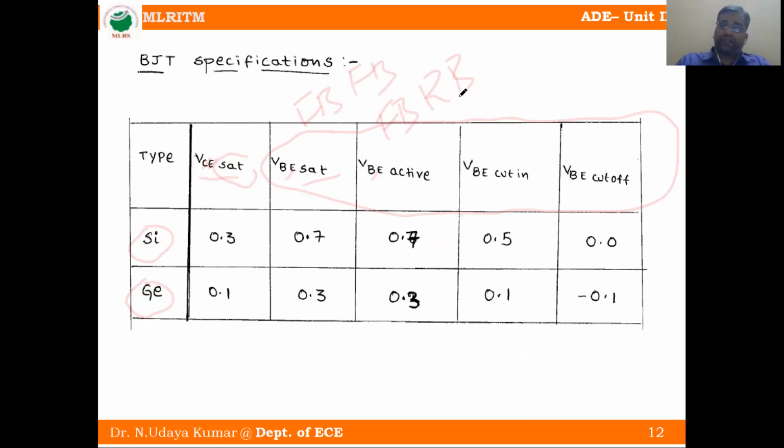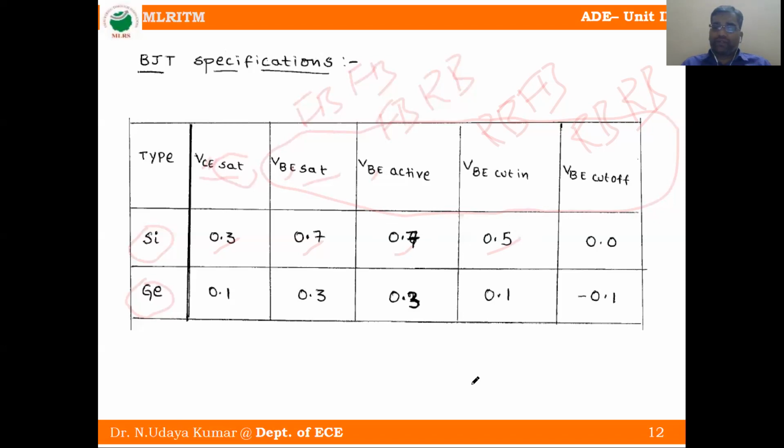Cut-off means reverse bias and reverse bias. Cut-in means reverse bias and forward bias. You have to remember these values. For a silicon transistor, VCE saturation is 0.3, VBE saturation is 0.7, VBE active is 0.7, and VBE cut-in is 0.5. After 0.5 volts it will conduct, the cut-in voltage, and after 0.7 volts it will be active.